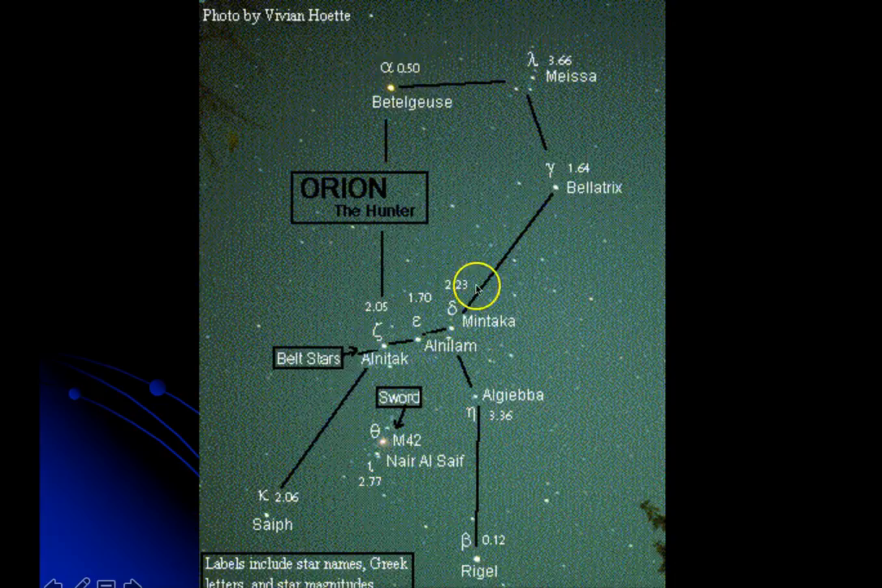So when we talk about brightness in terms of stars, we use a magnitude scale, and the magnitude scale is sort of like first place, second place, third place. So first place is better than second place, is better than third place. So in this particular case, a first place star is brighter than a fourth place star.